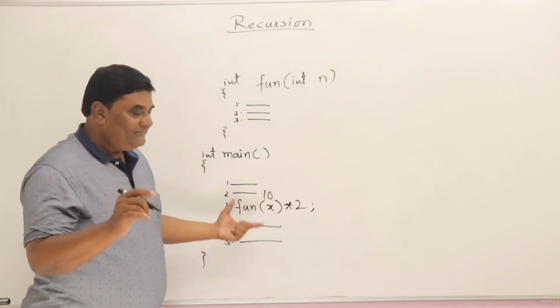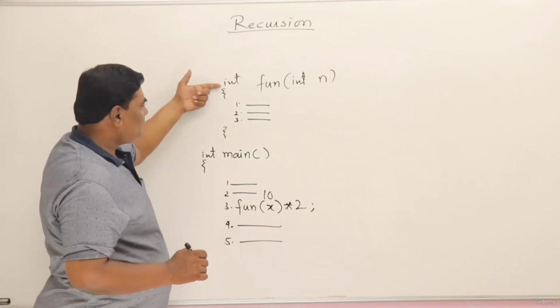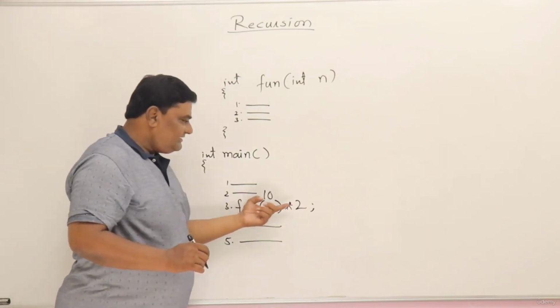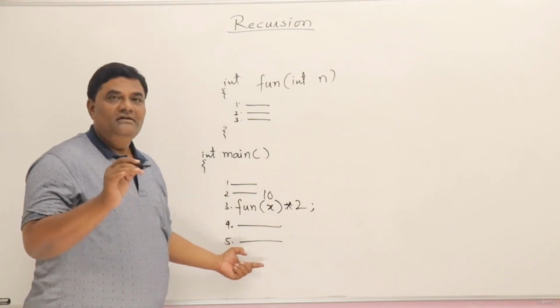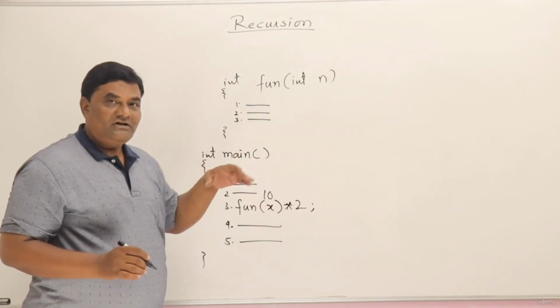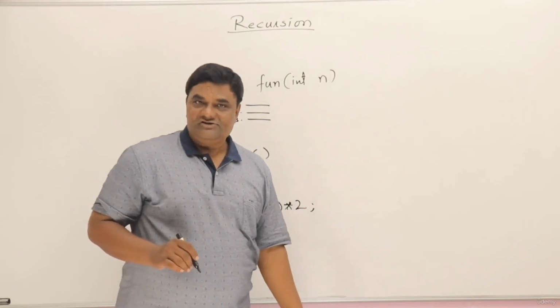So once again quickly: the program starts, first line, second line, third line, control goes here, first, second, third, the function ends, control returns, anything pending will be done, and then the remaining statements. This is the important point that you should remember for understanding recursion. So let me explain to you next about recursion.